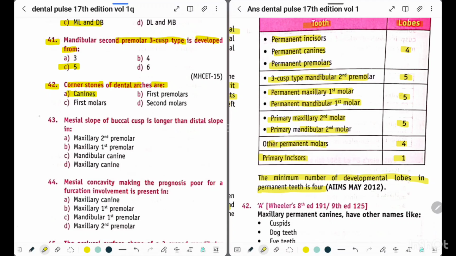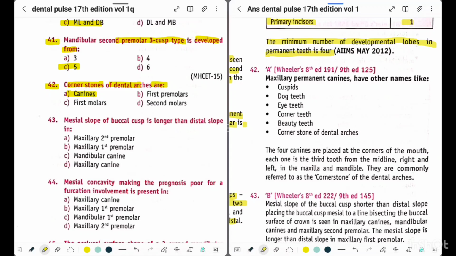So its answer is canine. Its explanation is: maxillary permanent canine has other names like cuspids, dog teeth, eye teeth, corner teeth, beauty teeth, cornerstone of dental arches. The 4 canines are placed at the corners of the mouth. Each one is the third tooth from the midline, right and left, in the maxilla and mandible. They are commonly referred to as cornerstone of the dental arches. Now question 43.